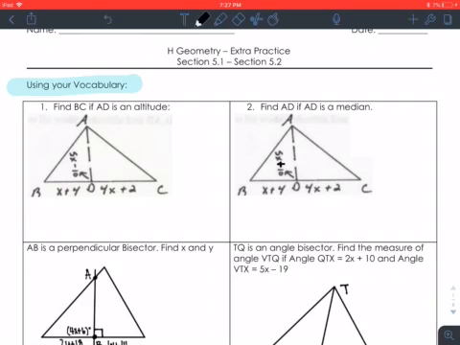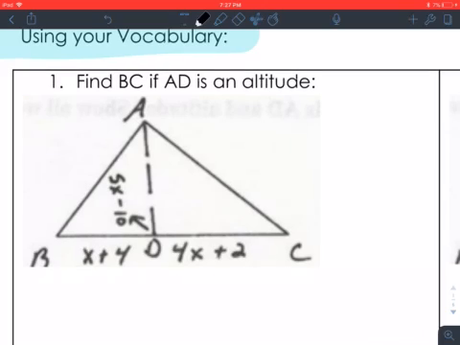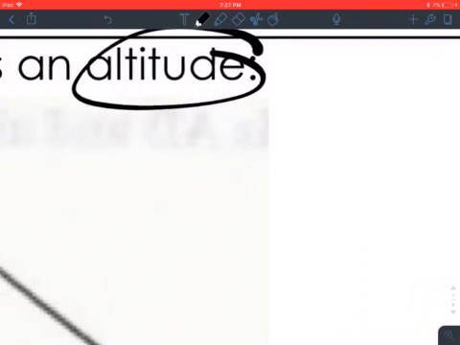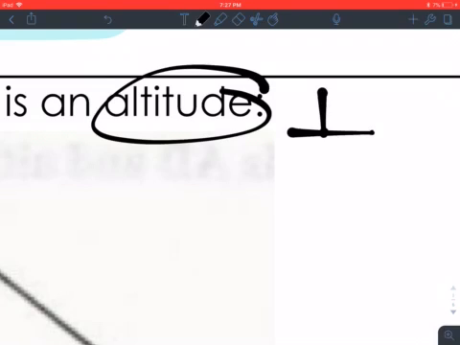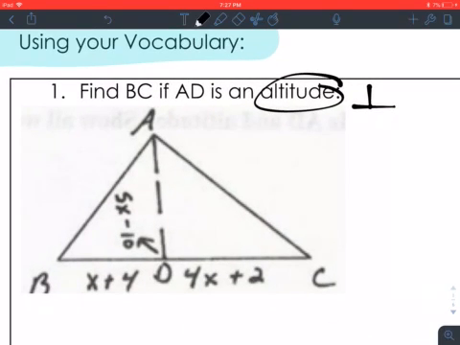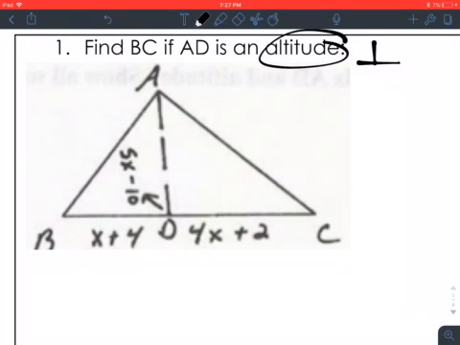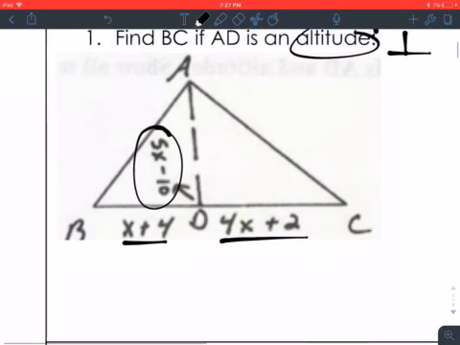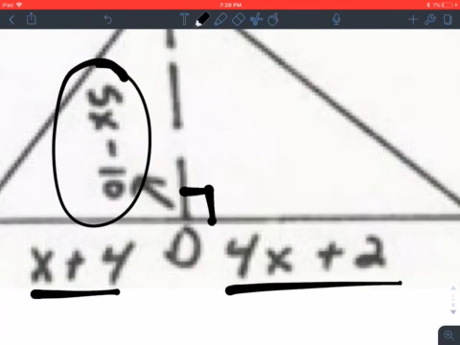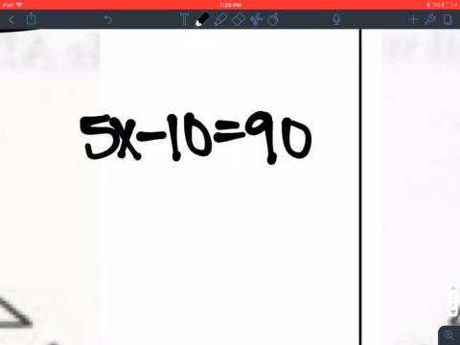The first one says find BC if AD is an altitude. Right away you should know that altitudes intersect at a perpendicular. So AD is perpendicular to BC, and I'm given a lot of extra information here, but I'm going to focus on the angle they're giving me. All I know is that it's perpendicular, which means this is a right angle, which means that 5x minus 10 is equal to 90.